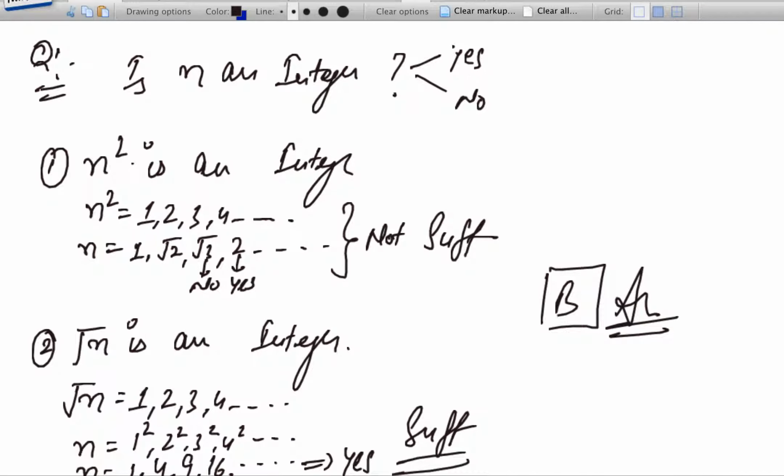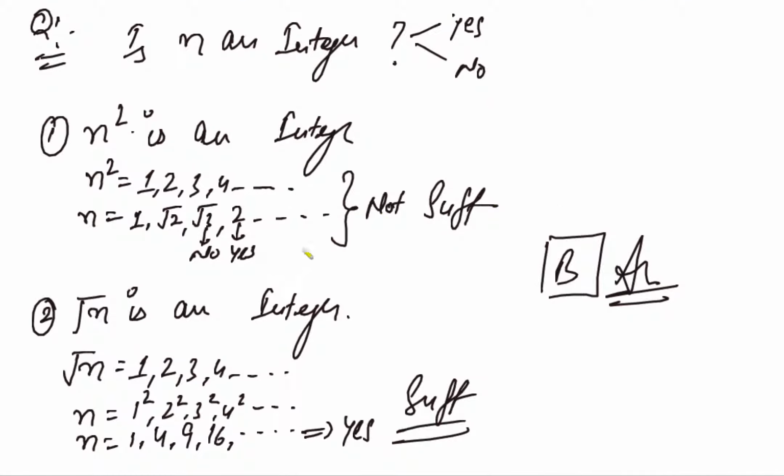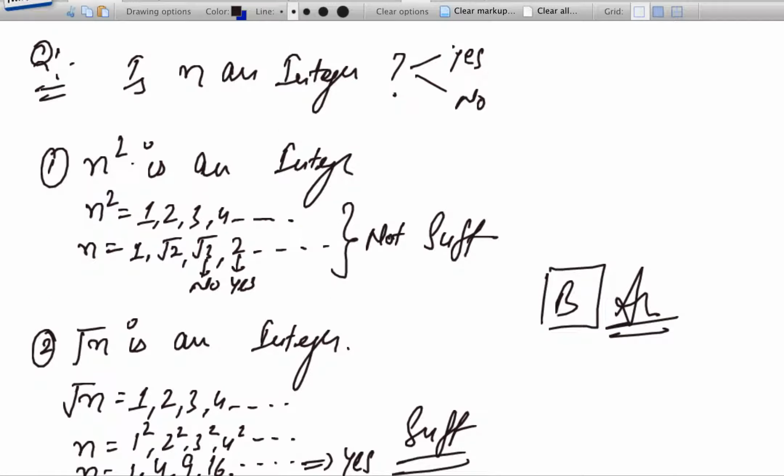So the very important thing in data sufficiency is to always try to prove that the given statement is not sufficient. Unless you do that, you won't be able to find out, like we found out in the first statement. That's how we summarize DS questions.